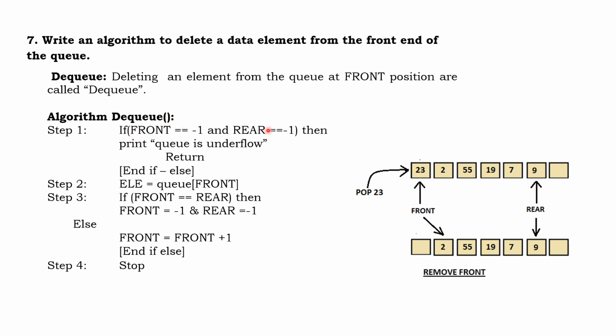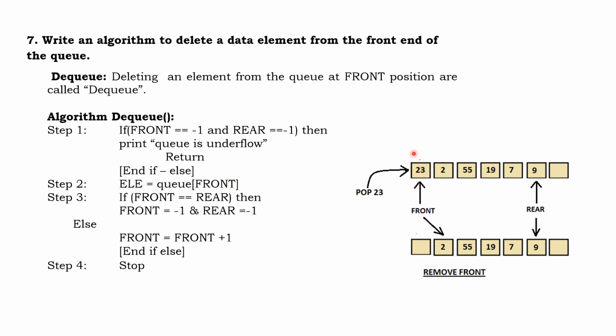Okay. Are both minus 1? No. If both front and rear are minus 1, then it is an underflow, called empty. If it is not empty, then remove the element present at the front pointer first.